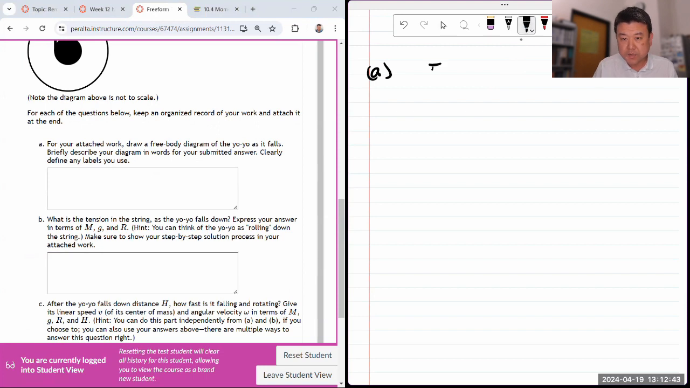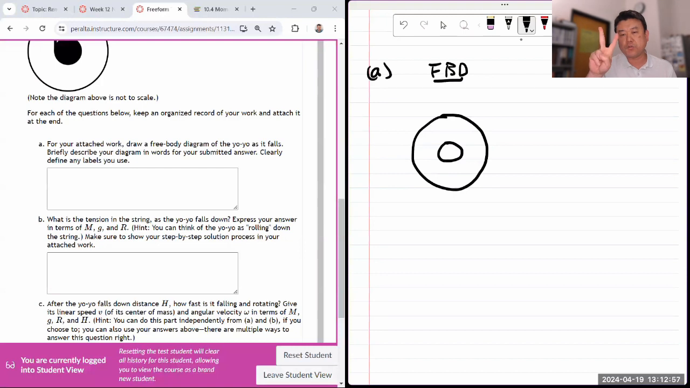I'll have some representation of the physical extent of the yo-yo, so the outside disk and the inner ridge. As it falls, I think it'll have only two forces on it. The first is the force that's always there, gravity. I'm going to treat that as acting at the center of mass of the yo-yo. And there's going to be a tension force acting where the string attaches to the yo-yo. This will be the tension force. And I think that's it.